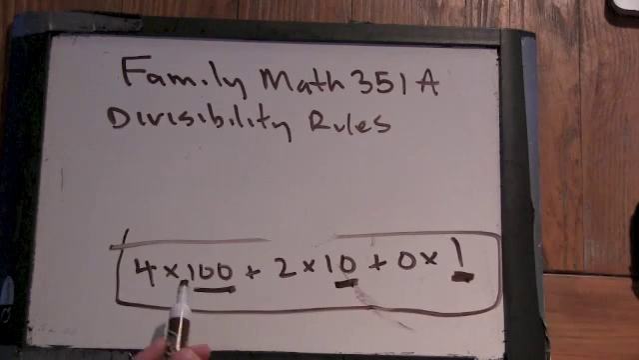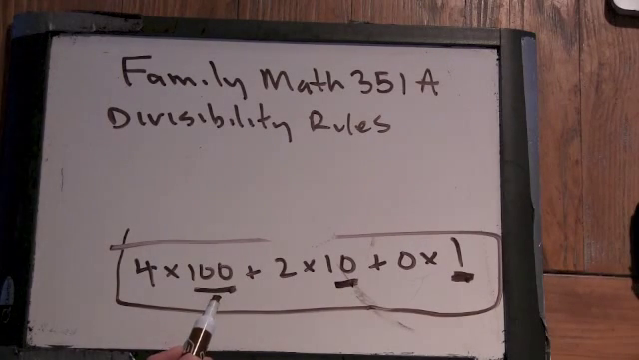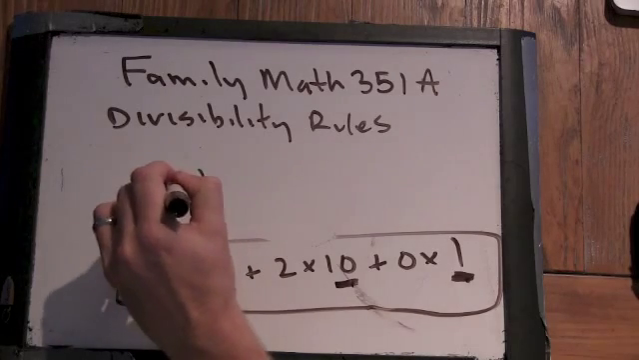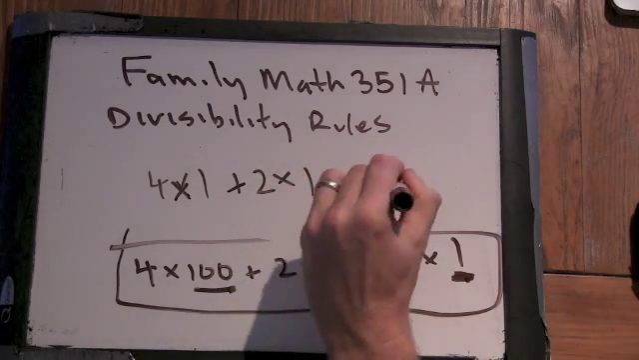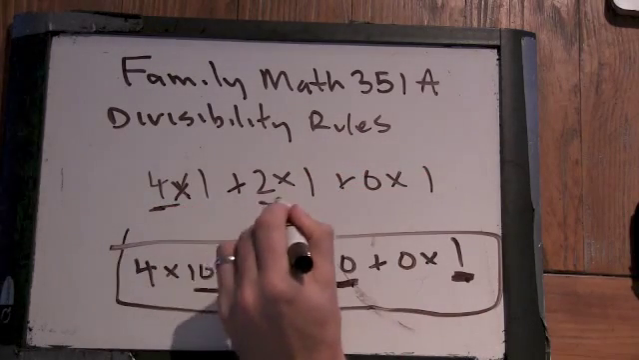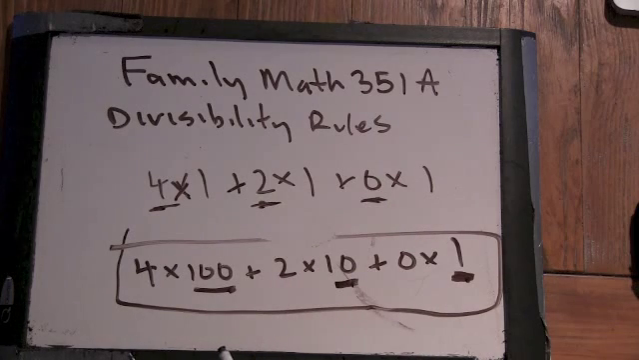Let's see what happens. When I divide 100 by 3, the remainder is 1. So the remainder here ends up being 4 times 1, plus 2 times 1, plus 0 times 1. So you have 4 plus 2 plus 0. And what was special about 4, 2, and 0? They were the digits in the problem. So if you add them up, you get 6, which is a multiple of 3. So that's where that shortcut comes from.